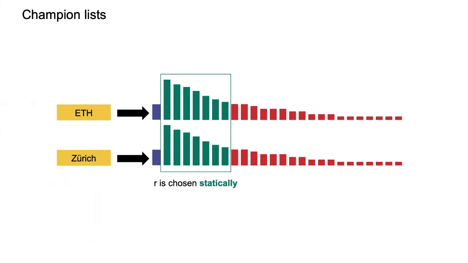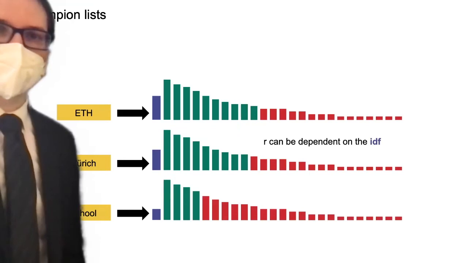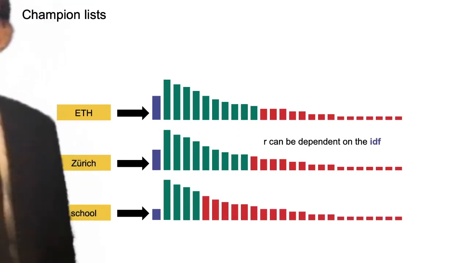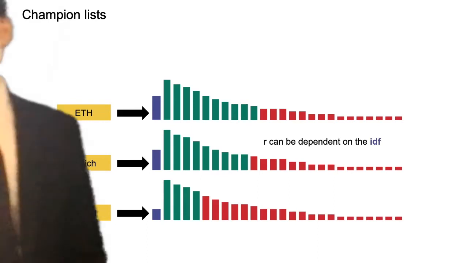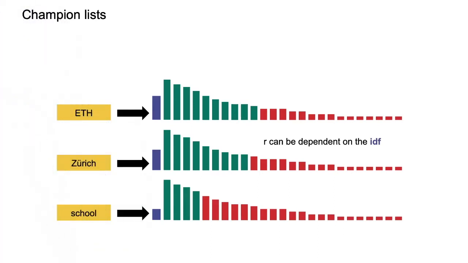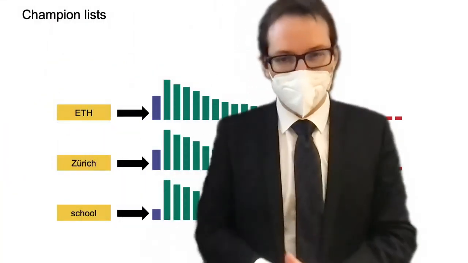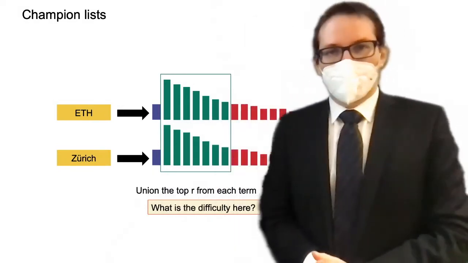And R is something you can choose statically. That means before you even receive the query, right? When you build the index. Another way is to make R dependent on the IDF, meaning that if the term is rare, it has a very high IDF, then you pick a larger R to pick more documents. And if the IDF is low, you can pick a lower R. And then you're back to the idea of the stop words, if you do that, right? You can pick R that even becomes 0 for the stop words, and that's equivalent. All right.